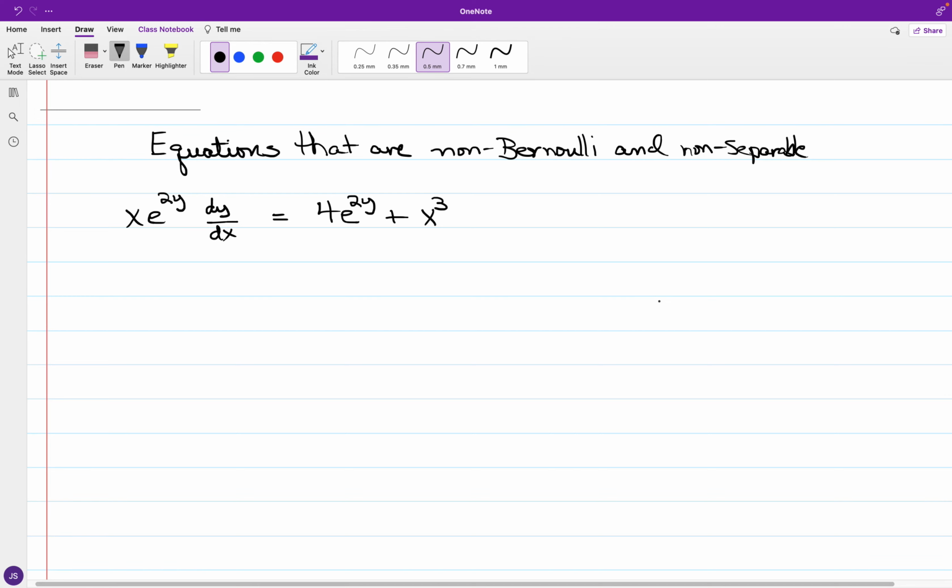Now we've been looking at Bernoulli equations and v substitutions. Now if we have equations that are non-Bernoulli and non-separable upon original presentation, let's say, as a case, we have x times e to the 2y dy over dx is equal to 4 times e to the 2y plus x cubed.